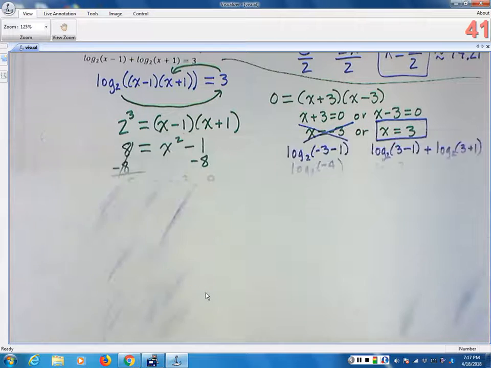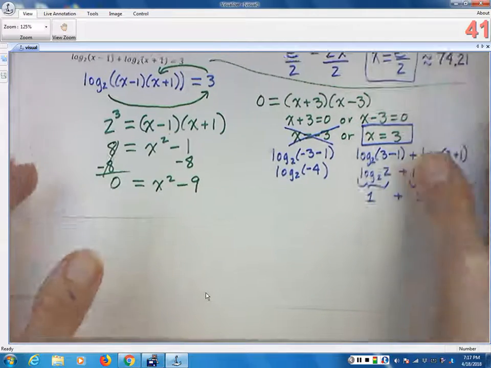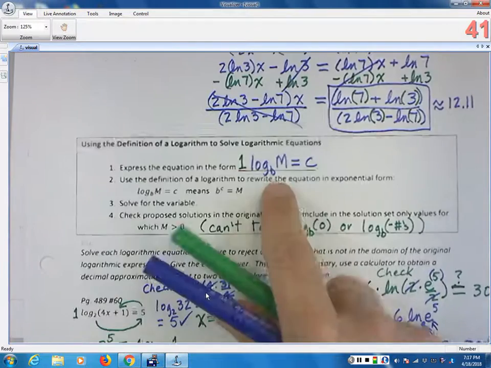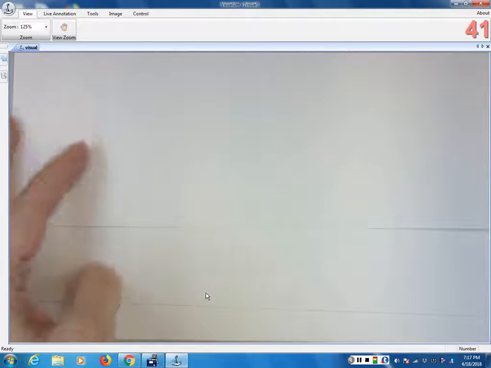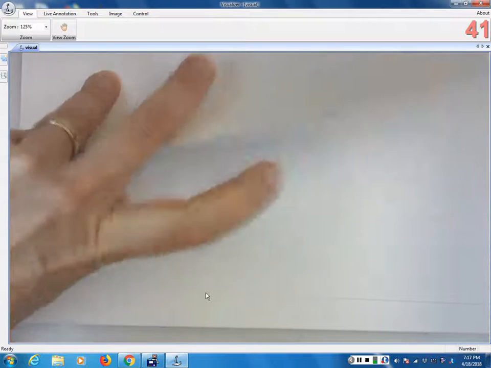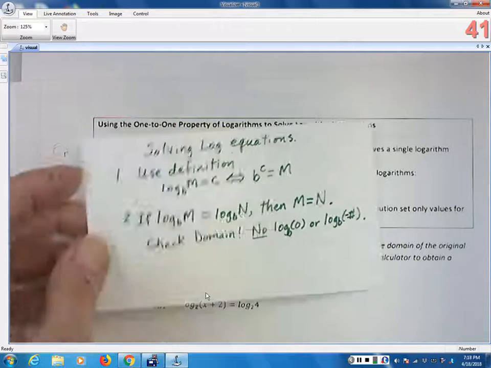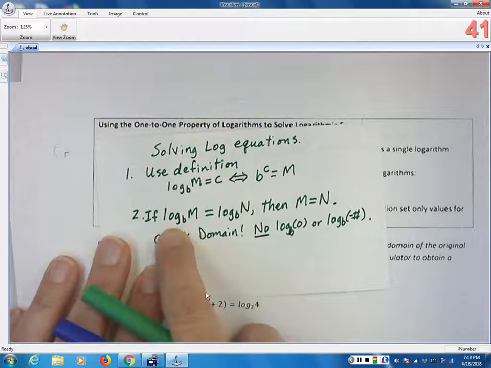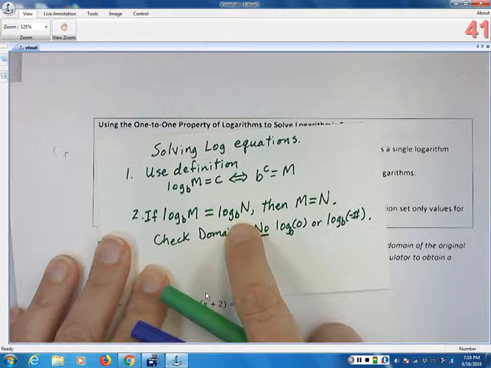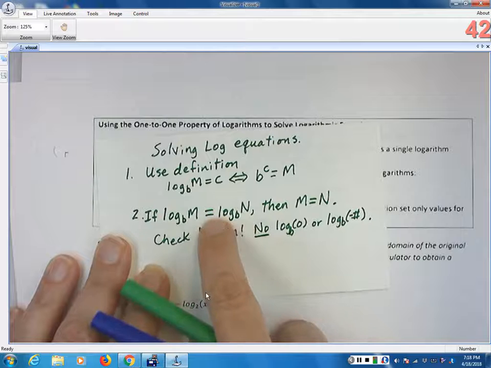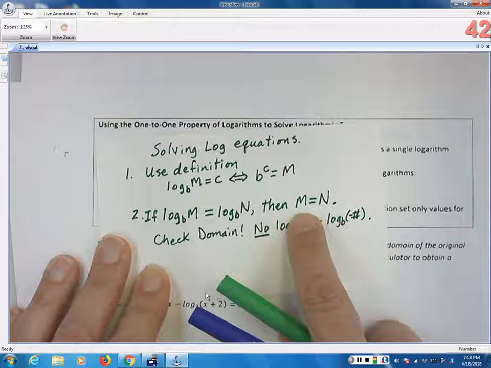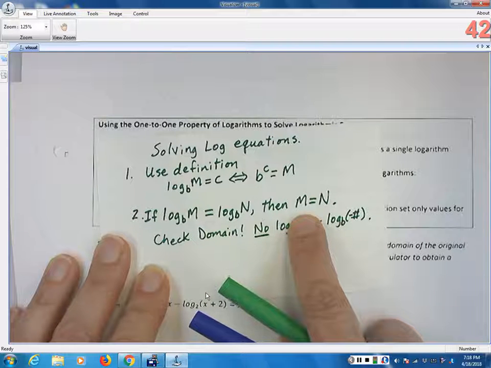All right. That's how you solve logarithmic equations, if you can get it into this form. And the other one is here, using the one-to-one property. Do you guys need a break before I do this? If you can get a single log on the left equals a single log on the right with the same base and coefficients of 1, then you can say that the insides are equal.